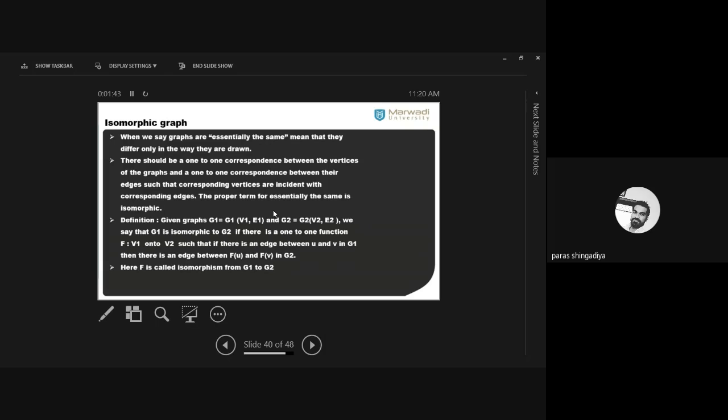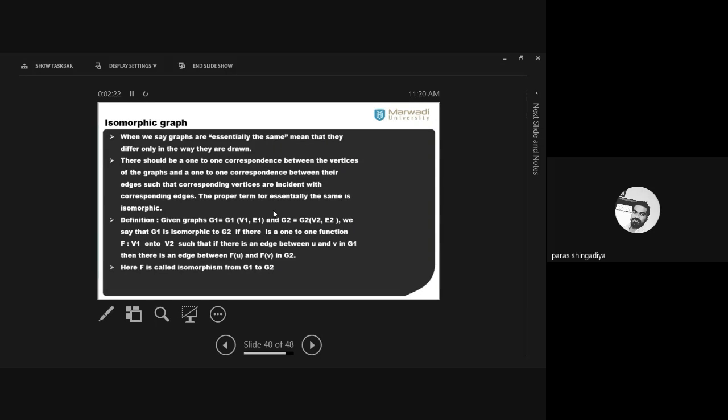That is the result, and here is the definition in mathematical graph theory form. For that we consider two graphs G1 and G2. In G1 we have the vertex set V1 and edge set E1, and G2 has vertex set V2 and edge set E2. These are arbitrary notations, and we say G1 is isomorphic to G2 if there is a one-to-one function f from V1 onto V2 such that there is an edge between u and v in G1 if and only if there is an edge between f of u and f of v in G2.